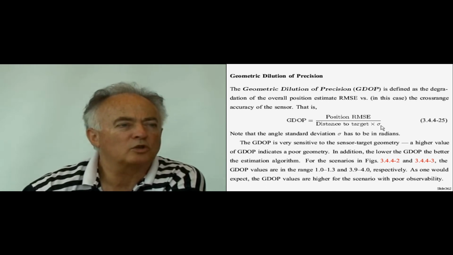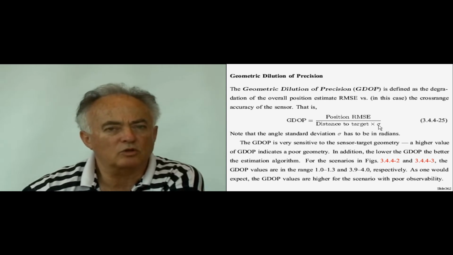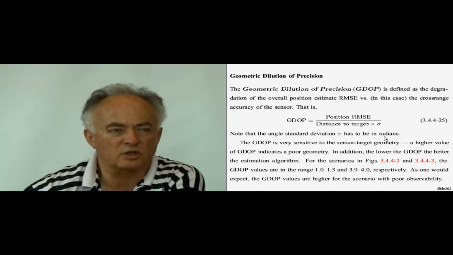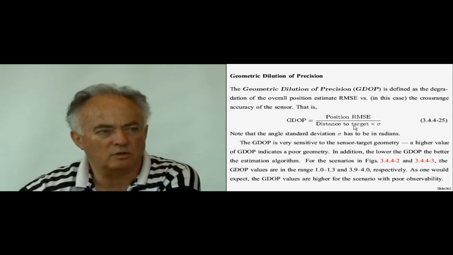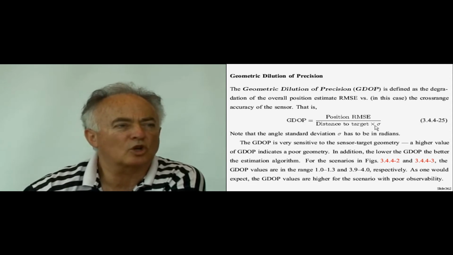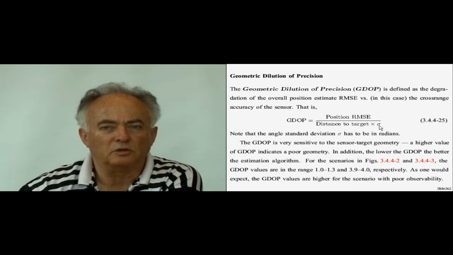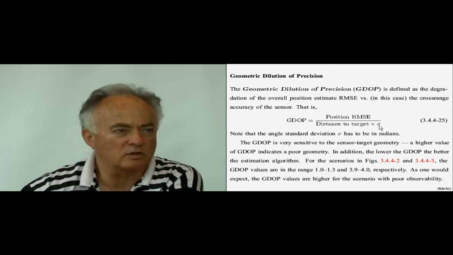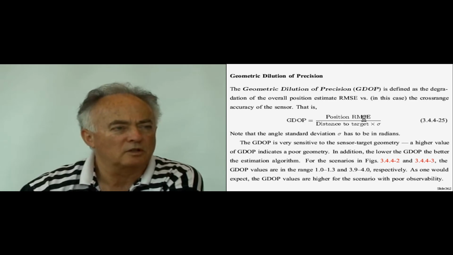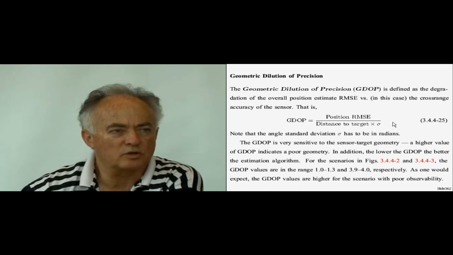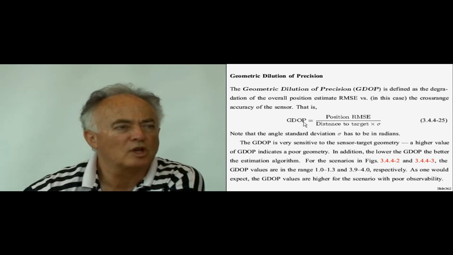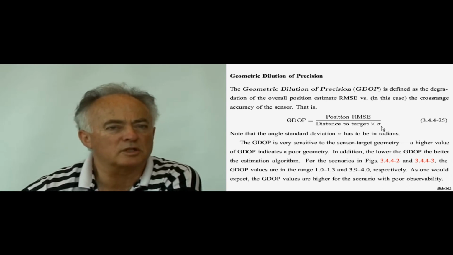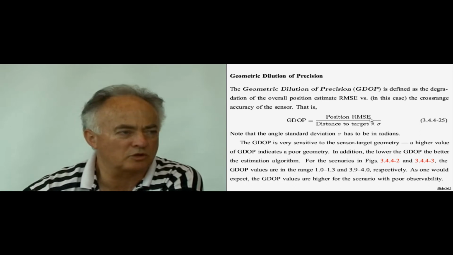This measures the angle at a certain distance. You multiply it with sigma, the standard deviation of the angle measurement error, which has to be in radians. Radians is a dimensionless quantity, and multiplied by distance gives you distance. So you have the cross-range error, the error perpendicular to the range vector, in the denominator, and this is the overall position error, root mean square value. Again, this ratio is dimensionless, and it tells you the dilution of precision between the single measurement, which is in one direction, and the combined overall error in position.